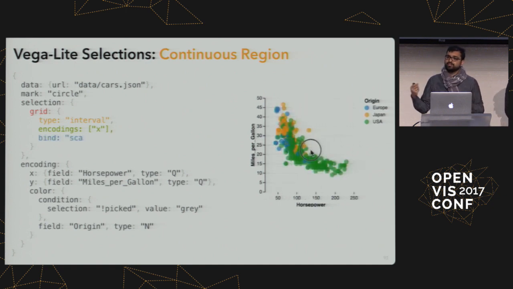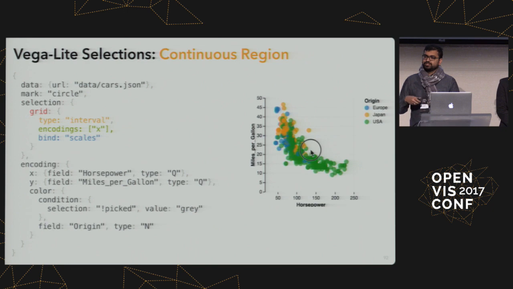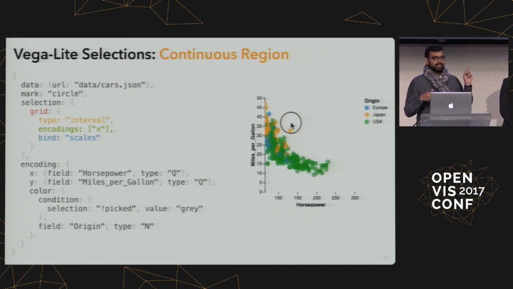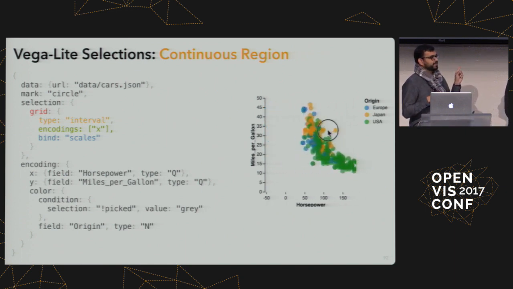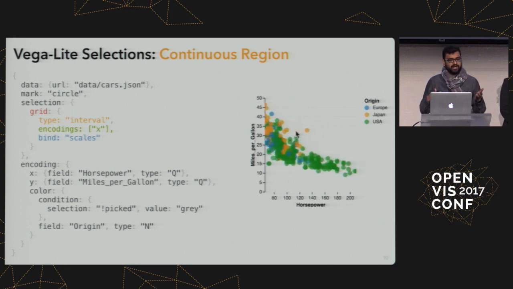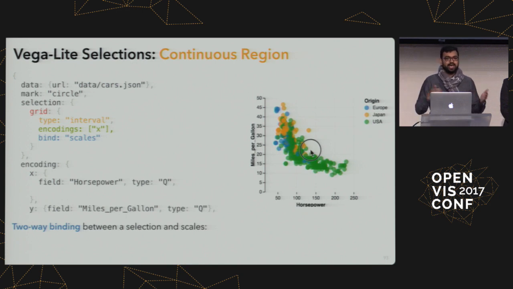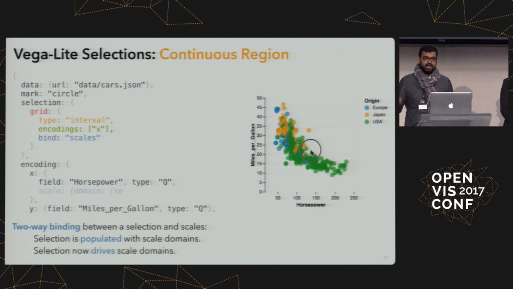And I can use the bind transform to bind the selection to the scale functions. Any guesses what'll happen when I do that? This happens. I start panning and zooming my scatter plot. This can feel a little magical, but let's unpack what's happening. What's happening is that we're establishing a two-way binding between the selection and the scales. So the selection is being populated by the scale domains, and then the scale domains themselves are being driven by the selection.